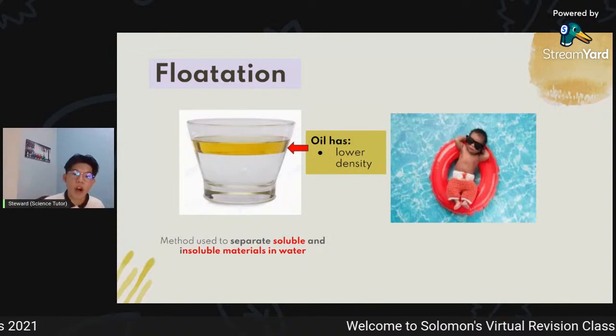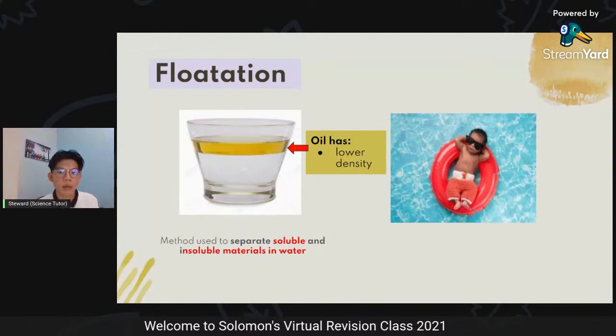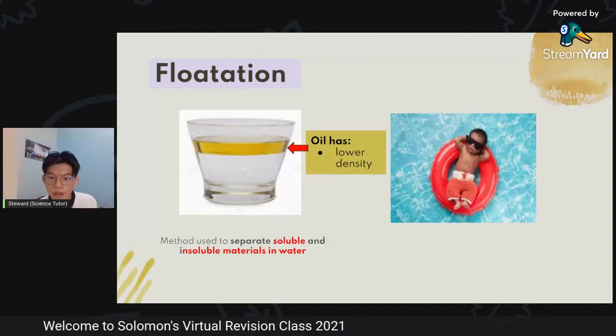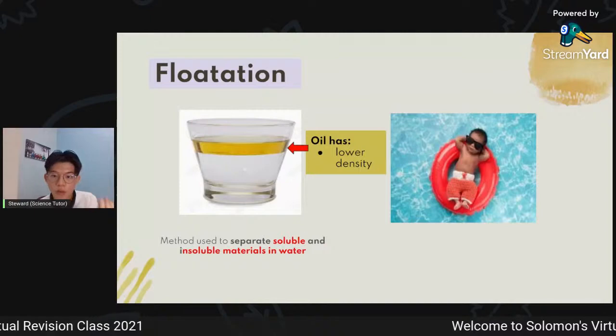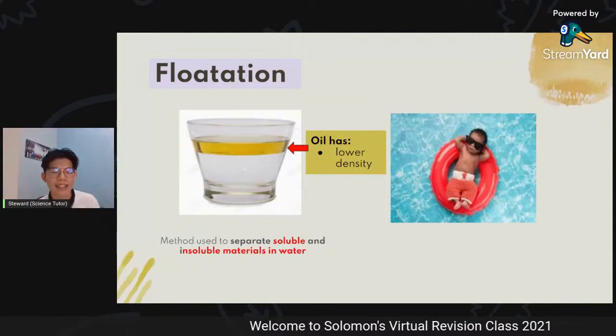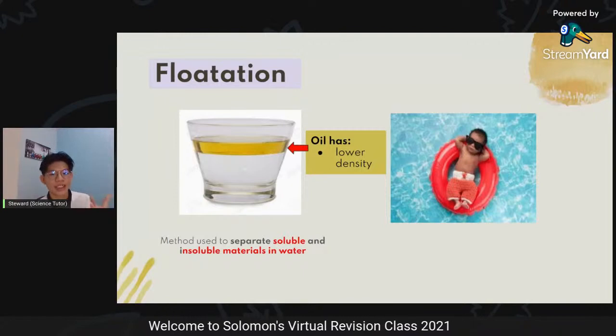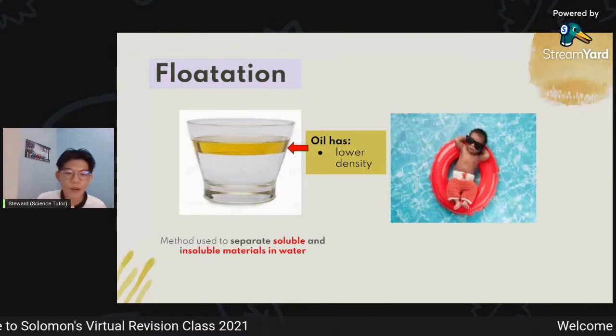Okay, so for example, you got oil here, right? Oil actually has a lower density than water, and ice as well. Ice on water, right? It will float on water. That means ice has a lower density than water, even though ice is made up of water. So this is something you can know, and you can learn more about this.